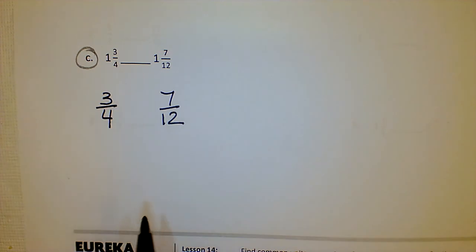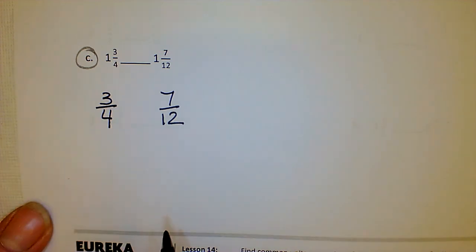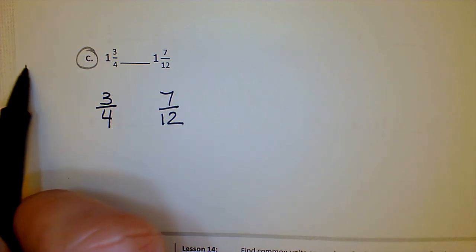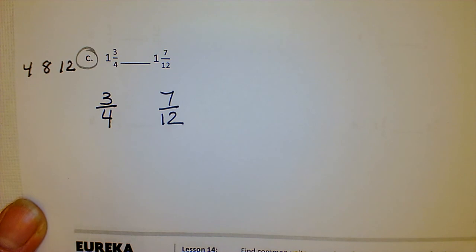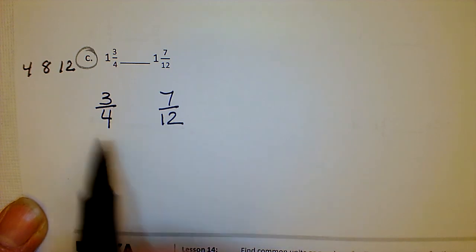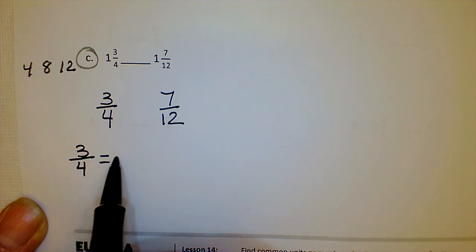I see that my 3 and my 7 are really not related, but I can see that my 4 is related to my 12. If I were to write my multiples of 4, I would have 4, 8, 12. And there you have it. So remember, take the smaller number and write the multiples of that smaller number. Okay, so if I want to take my 3/4 and turn it into 12ths, I'm going to do that mathematically.